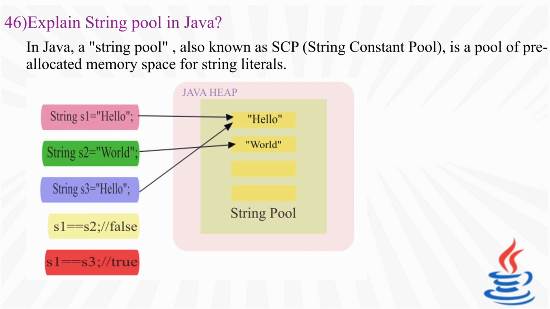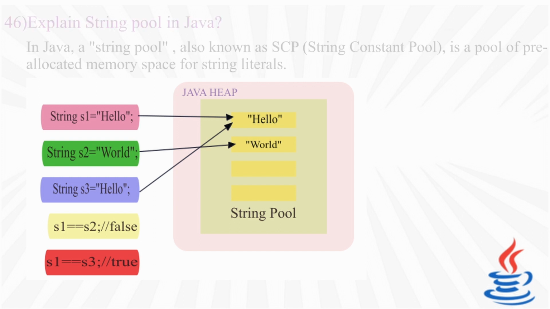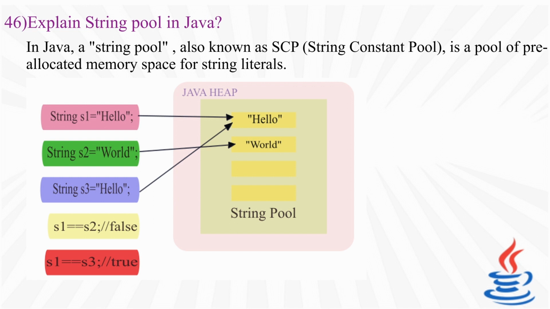In Java, a string pool, also known as a string constant pool, is a pool of pre-allocated memory space for string literals. The Java string pool is a memory area in the Java virtual machine where string literals are stored. When a string literal is created in Java, it is added to the string pool. The next time the same string literal is used in the program, Java can simply refer to the pre-existing string object in the pool rather than creating a new object in memory.